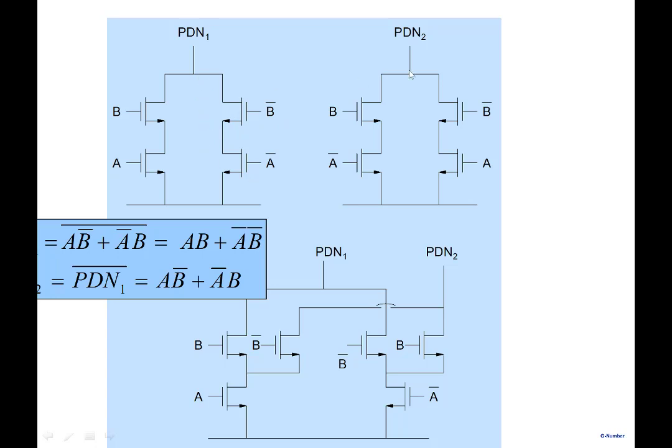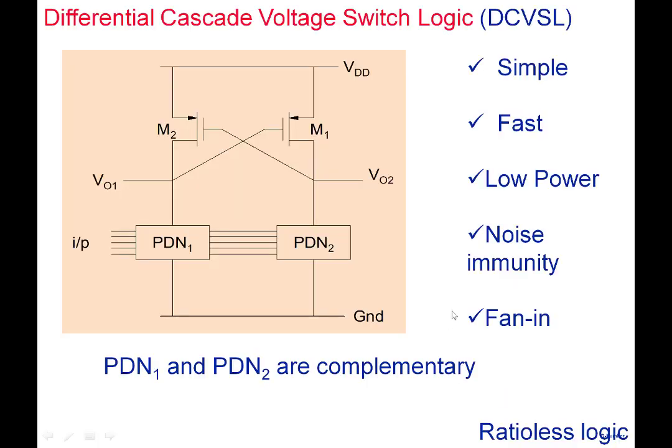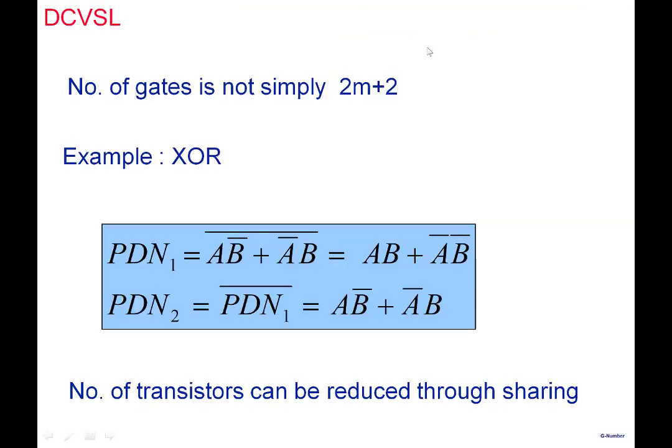So the idea is that the logic is not as complicated as it seems, that the number of transistors will be 2m plus 2, but sharing will make this particular logic more efficient. Anyway, it's an interesting concept. I don't think it's used too much, because perhaps it's not as simple, and it lost some of the advantages of the pseudo NMOS that was there by building a complementary part here. All right, so this is the differential cascode voltage switch logic. So that's the key idea here.